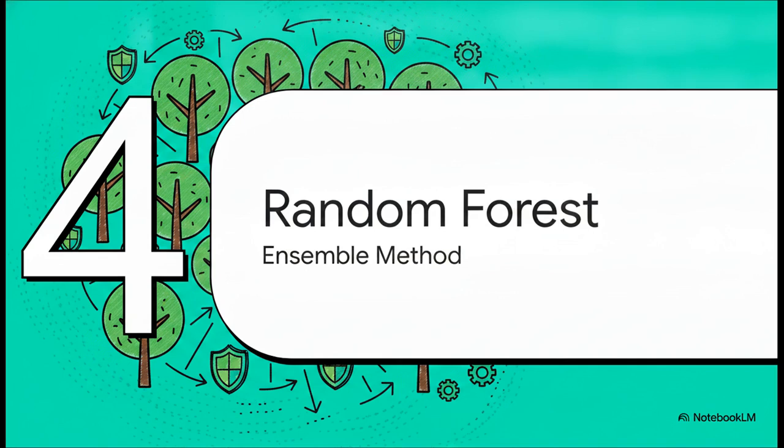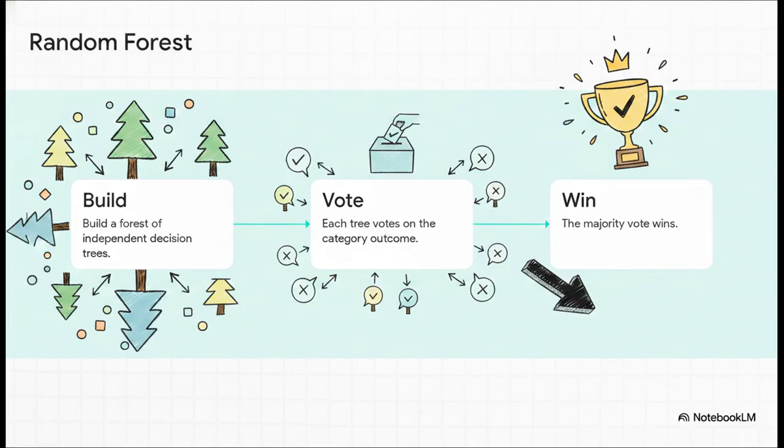Now for the really fun part, section 4, the random forest ensemble. So how do we fix a single, potentially biased decision tree? We team them up. We use the random forest ensemble method, which leverages a democratic voting system to completely prevent those overfitting bugs. Instead of relying on one single tree, we build a whole forest of dozens or hundreds of independent trees. We feed a slightly different random subset of data to each tree.